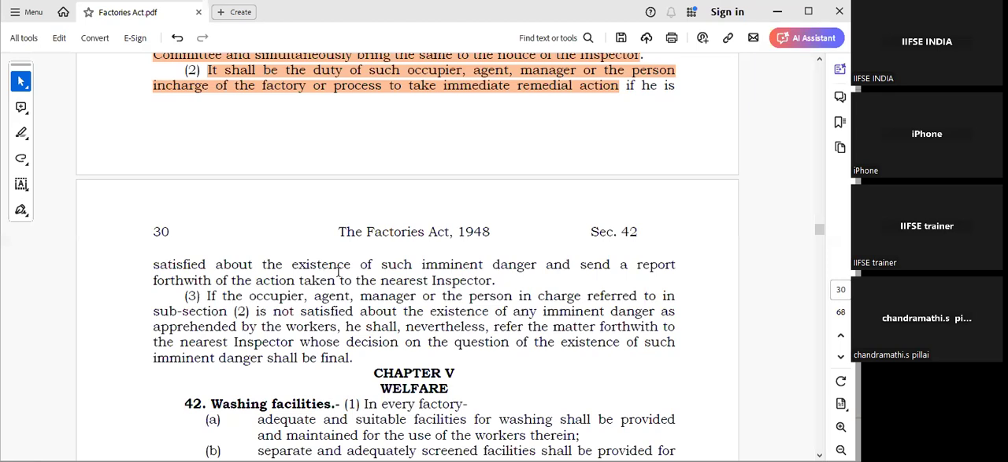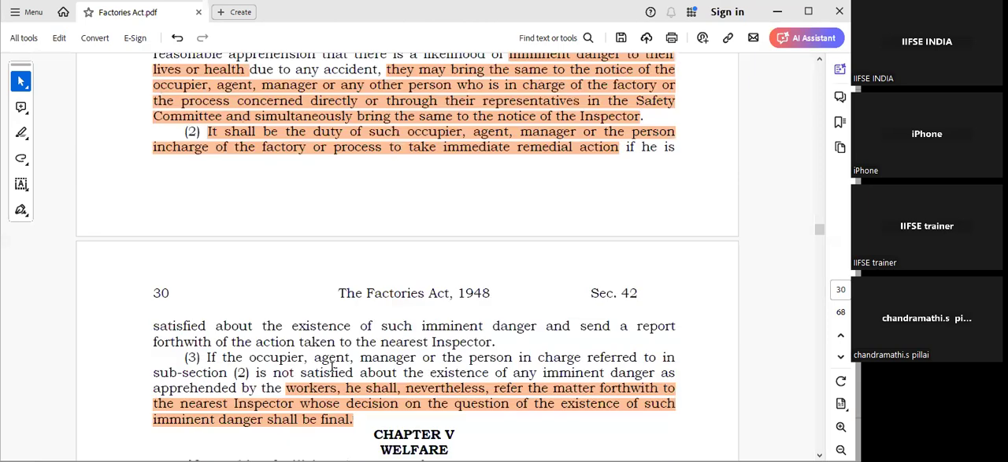If he is satisfied about the existence of such imminent danger, he sends a report with the action taken to the nearest inspector. If the occupier, agent, or manager or the person in charge is not satisfied about the existence of immediate danger as apprehended by the workers, he shall nevertheless refer the matter forthwith to the nearest inspector, who decides the question of the existence of such imminent danger. If the workers are not satisfied, they can again put a complaint to the inspector of factories. That is the right of the worker. So they have the right to inform the inspector of factories as well as the management about the potential hazard.